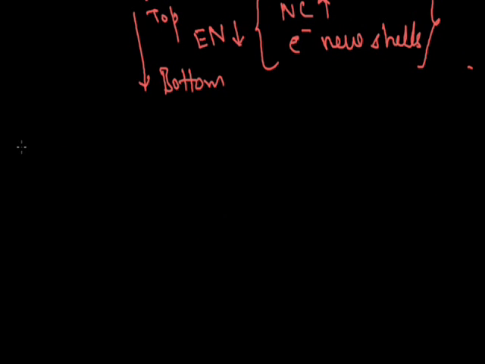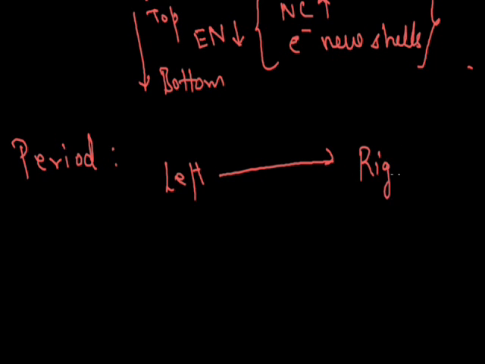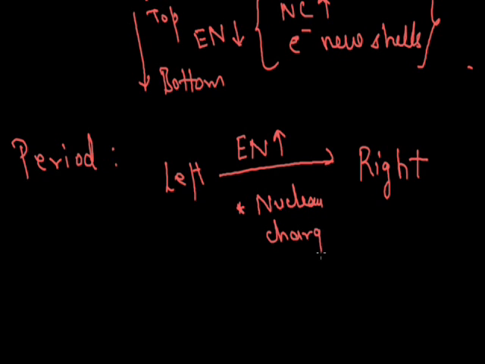While in a period, if we consider the trend, then on going left to right, generally the EN increases. Why so? The first reason is that nuclear charge increases by one unit, and the electrons are added in the same shell.